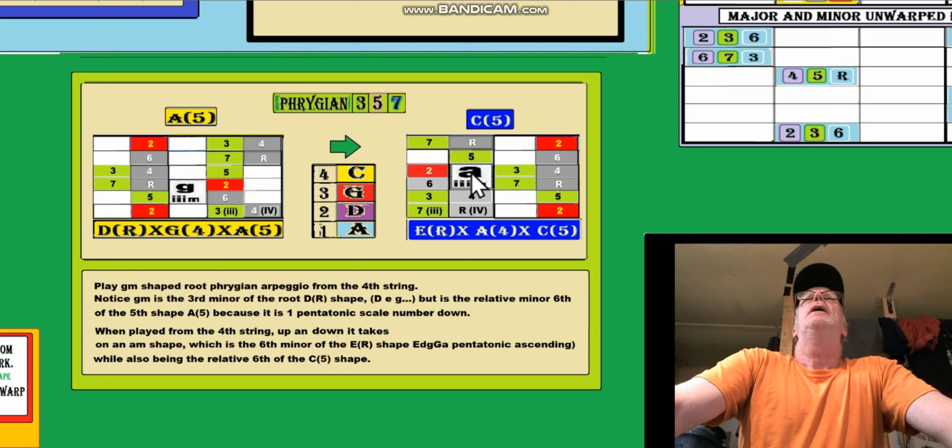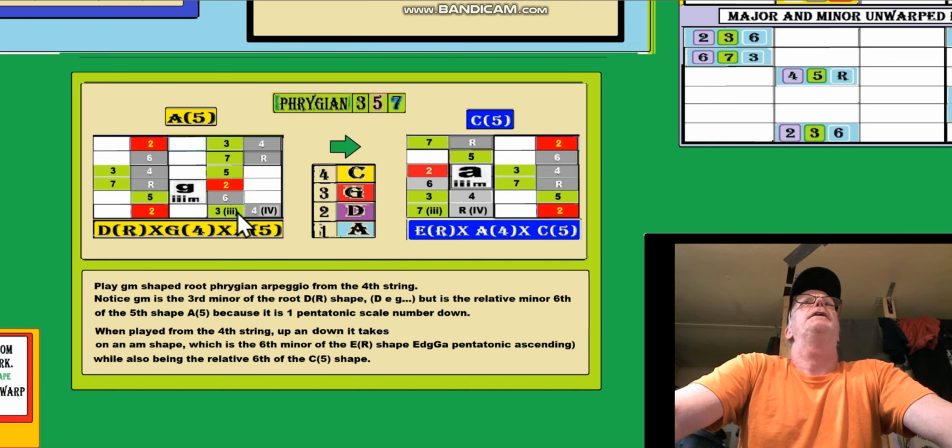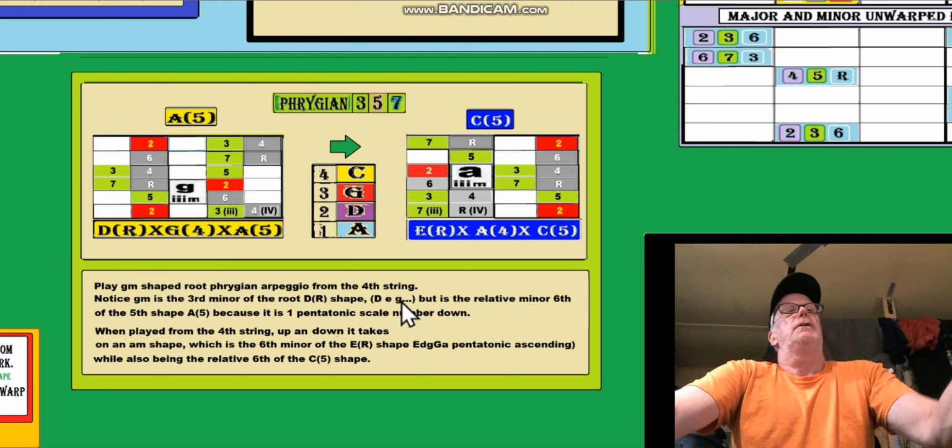So, let's see what this says. Play G minor shape root Phrygian arpeggio from the 4th string. Alright, here's our G minor. Here's our little G minor sign. Notice G minor is the 3rd minor of the root D shaped root. It is the 3rd minor. D, E, G. Okay, does that make sense? D, E, G. Okay, it's D major shaped, the D shaped root.